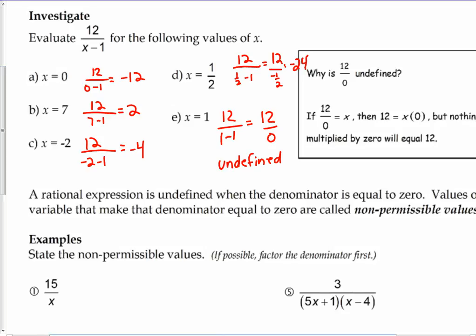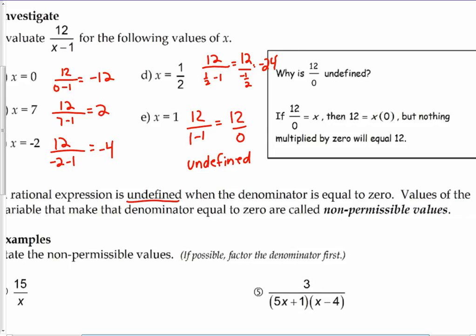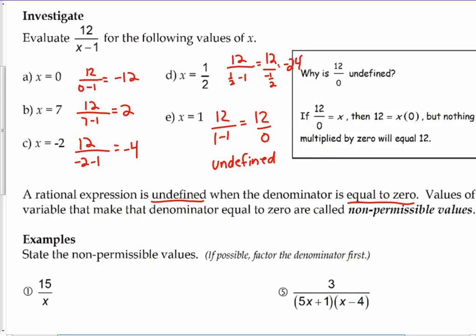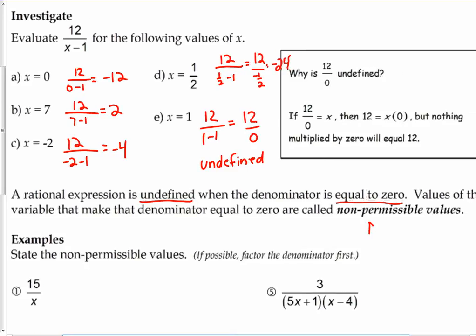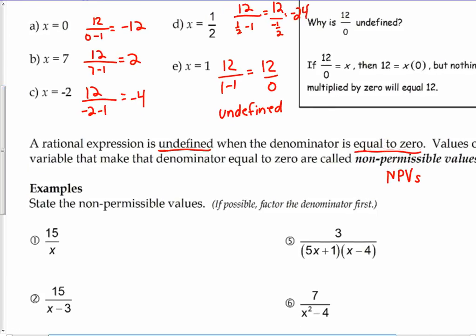So a rational expression is undefined when the denominator is equal to 0. Values of the variable that make the denominator equal to 0 are called our NPVs. I'm very lazy. I do not want to say the words non-permissible values every time, so we'll call them NPVs. Is that okay? Sounds good? You can identify with that?